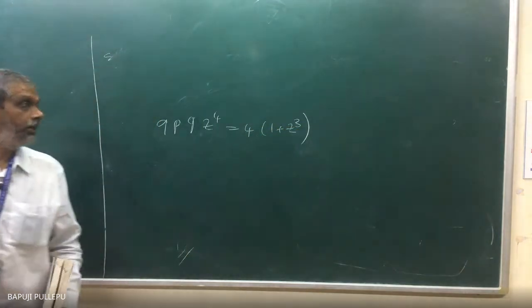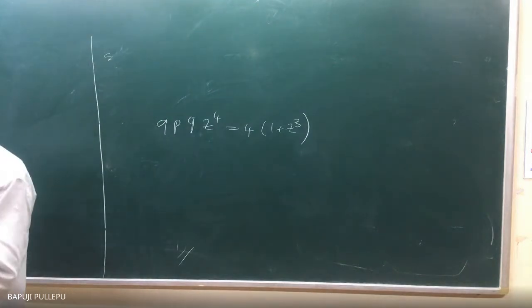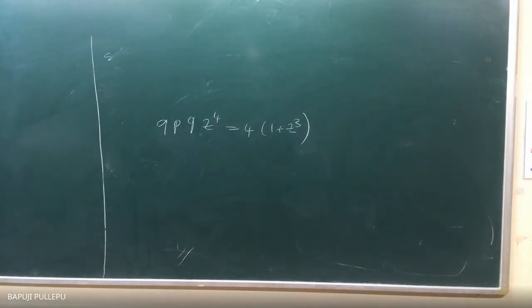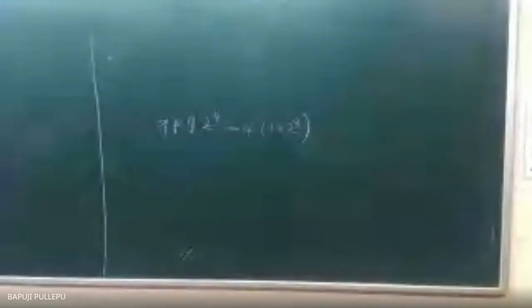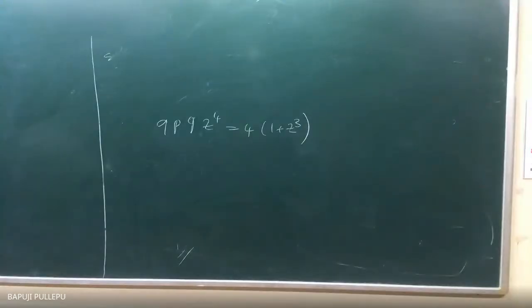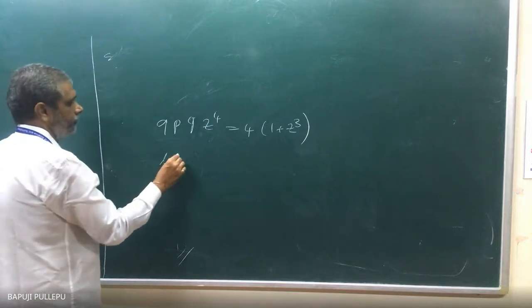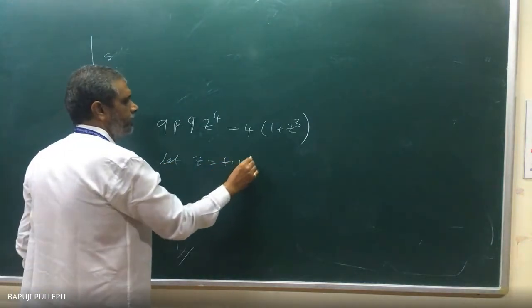Now we see 9pq z to the power of 4 is equal to 4 into 1 plus z cube. Looking at this, what do you understand, this is what type? Type 3, or you can call it f of z, p, q. Don't say type 1, type 2, type 3. This type is f of z, p, q. Correct or not? Now, how can you write the solution? Let the solution be z is equal to f of u.